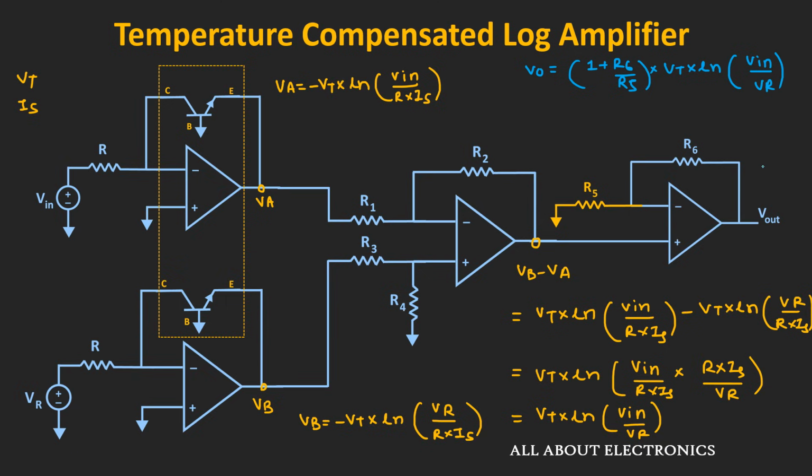Now here this third block is nothing but the non-inverting op-amp, but in this third block this resistor R5 is a temperature dependent resistor. So with temperature, the value of this resistance R5 will change. So now if we select the temperature coefficient of resistance for this R5 in such a way that it can nullify the effect of this Vt, in a way we can nullify the effect of temperature from this log amplifier circuit. So this is one of the ways by which we can design this temperature compensated log amplifier.